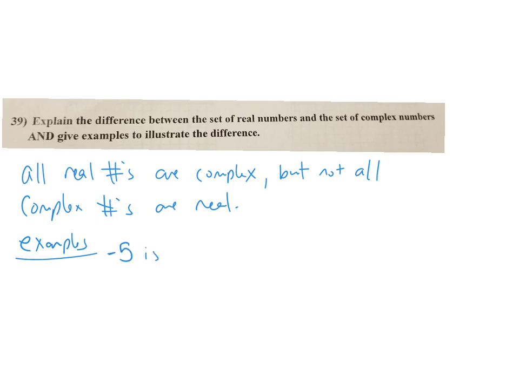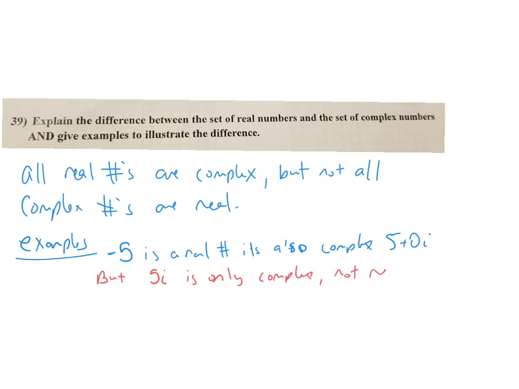Negative 5 is a real number. It's also complex, because I can write it as 5 plus 0i. But 5i is only complex, not real. That's it for 39.